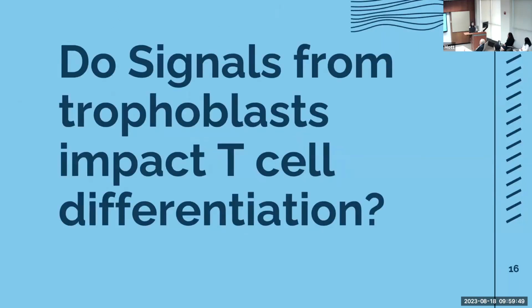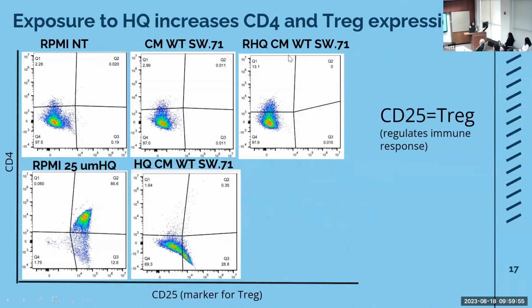The first question we wanted to answer was, do signals from trophoblasts impact T cell differentiation? So we first looked at CD4 and CD25. CD25 is a marker for Treg, which again regulates immune response. If we compare our no treatment control group to our conditioned media wild-type SWAN71, we see that there is no change. However, when we add hydroquinone into the RPMI, we see a shift towards double positive for CD4 and CD25.